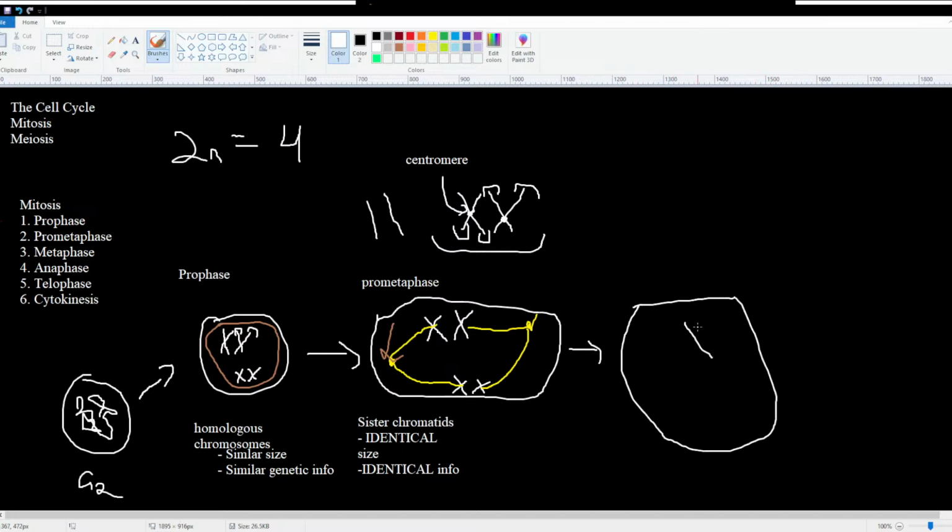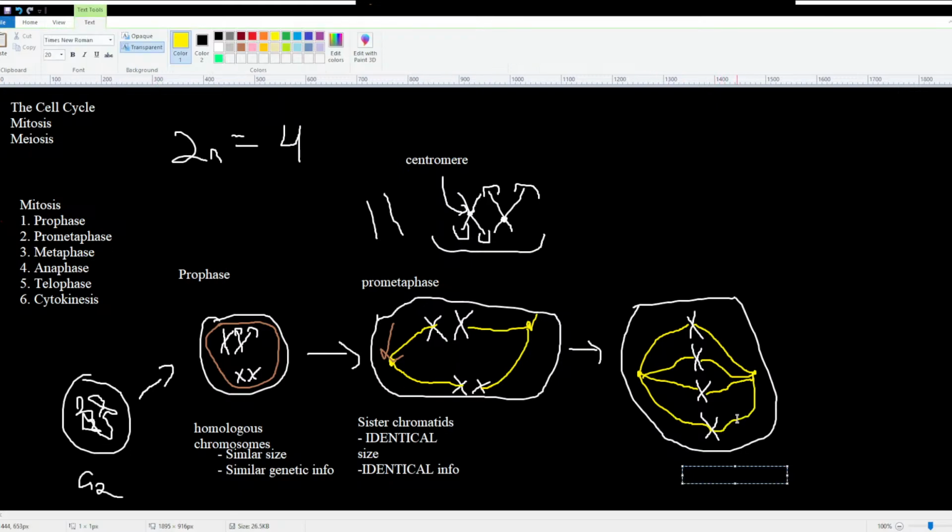So now during metaphase, each one of these chromosomes is going to line up at the center. They're going to line up via the microtubules, aka mitotic spindles, from the centrosome. They're going to just attach here at the center. So now this is metaphase.